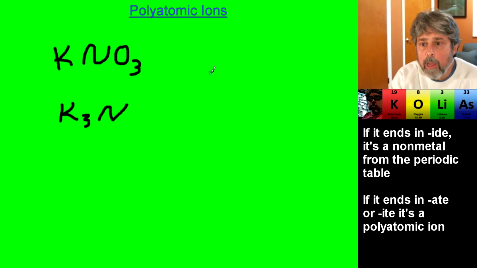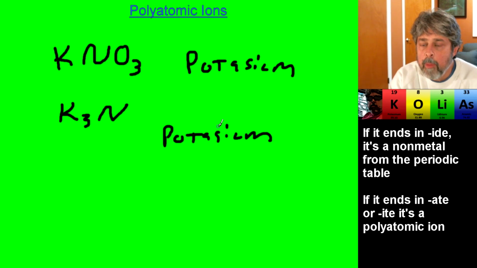Let's look at these two ionic compounds. They both contain potassium. But what's the NO3? It has more than one element. This is a polyatomic, so we're going to have to refer to our formula sheet. NO3 is called nitrate. This is potassium nitrate. This one here is just a single element, so we refer to our periodic table. This is nitrogen, which just becomes nitride.